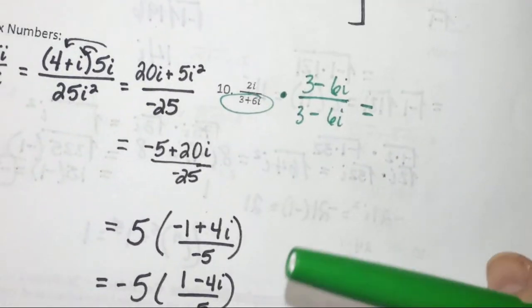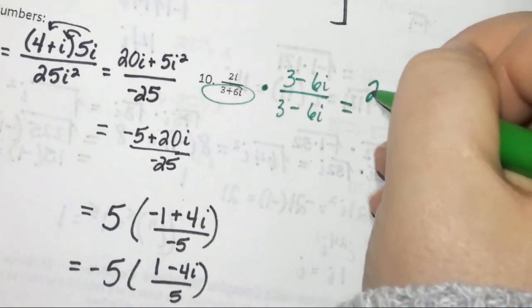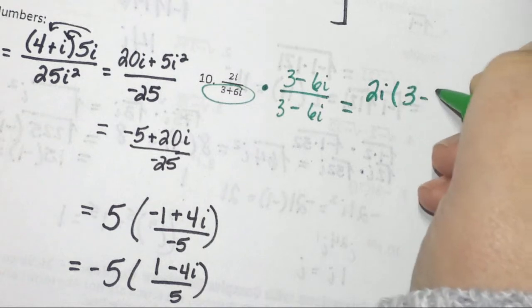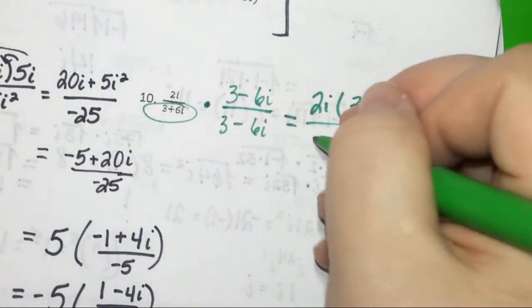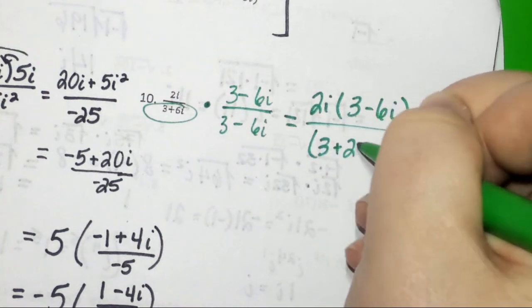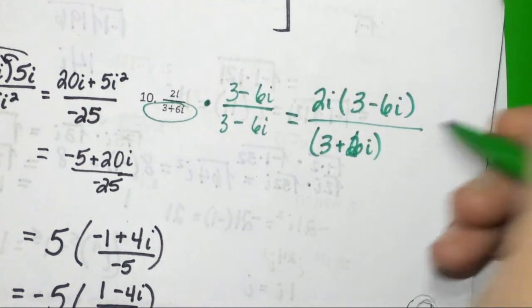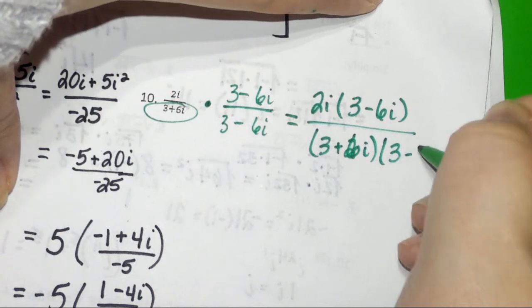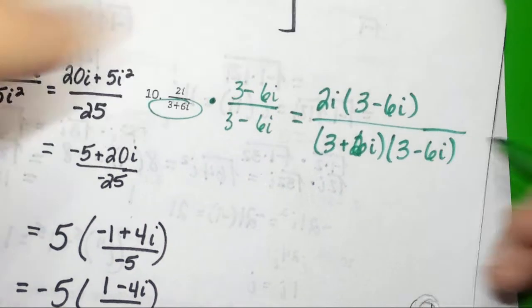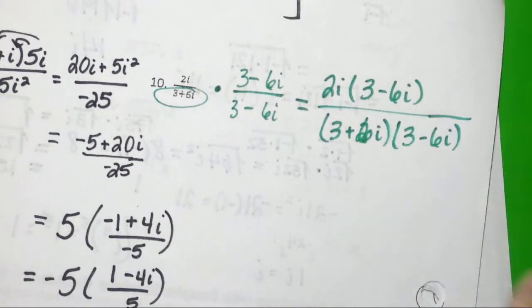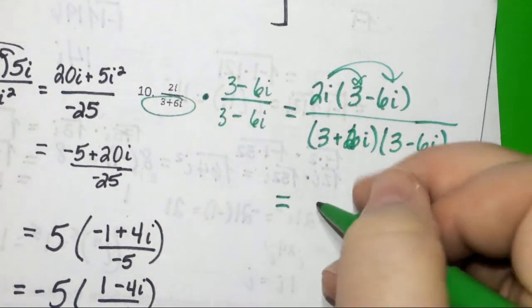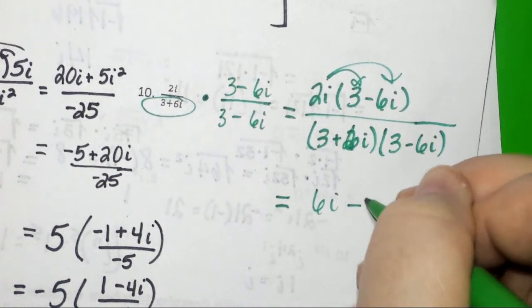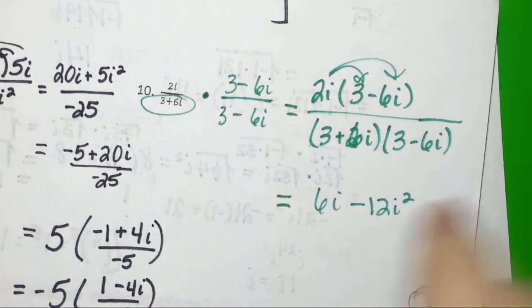Because if we multiply by the conjugate, now I have 2i times 3 minus 6i in my numerator. And in my denominator, oh my goodness, I've got 3 plus 6i times 3 minus 6i. And that just looks terrible. But I swear life's going to work out really great in just a second. So if we distribute with that numerator, we have 6i minus 12i squared. We'll come back to that.